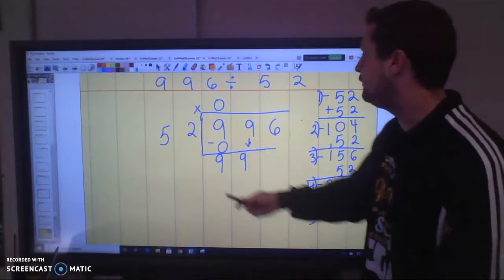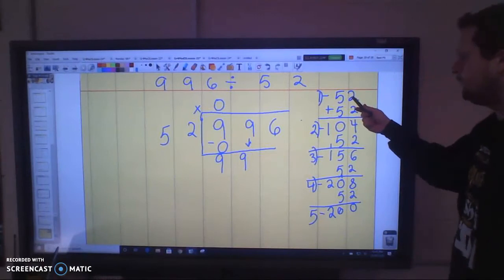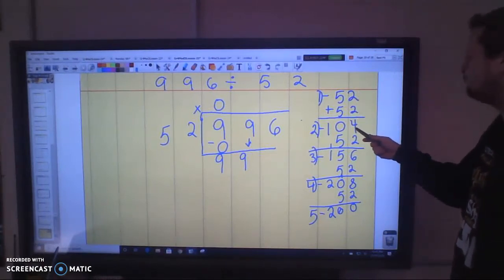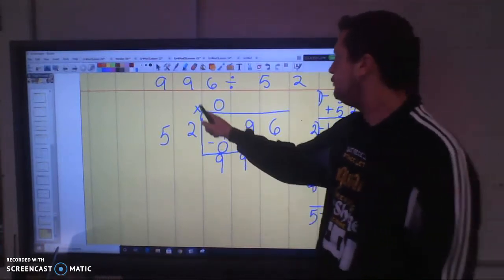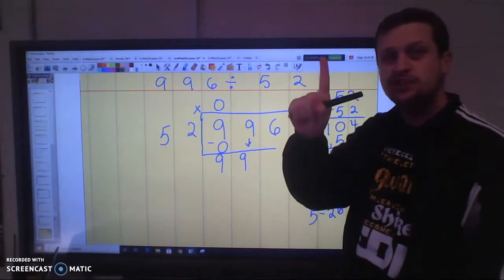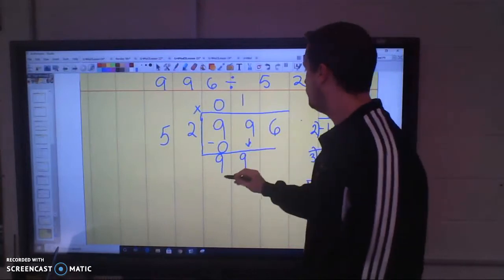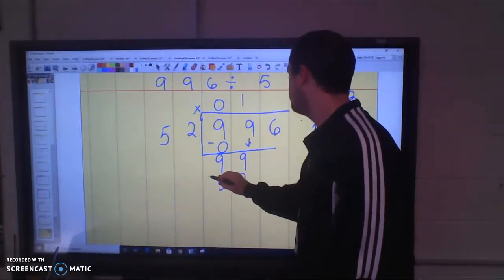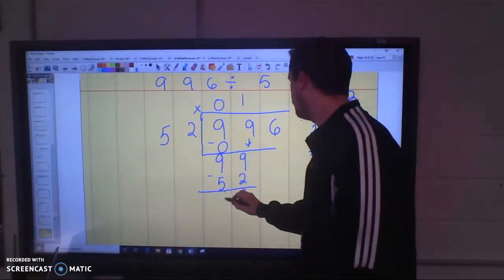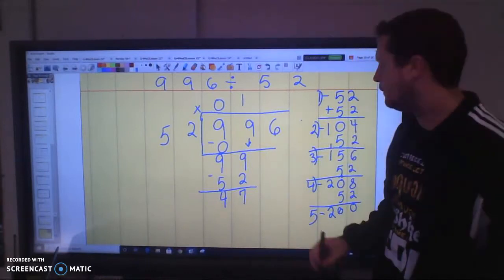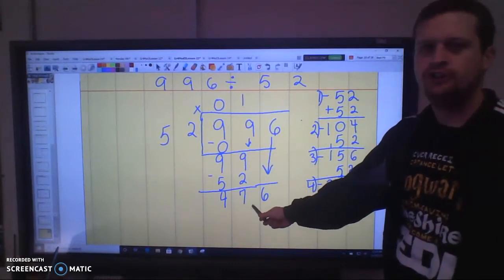Well, how many groups of 52 can I make out of 99? Well, if I go over to my multiples, I've got 52. My next multiple is 104. Oh, so close, but that is too high. So 52 goes into 99 just once, because 2 times would be too much. So 1. 52 times 1 is 52. We're going to subtract. 9 minus 2 is 7. 9 minus 5 is 4. And I'm going to bring down my 6. So now I have 476.